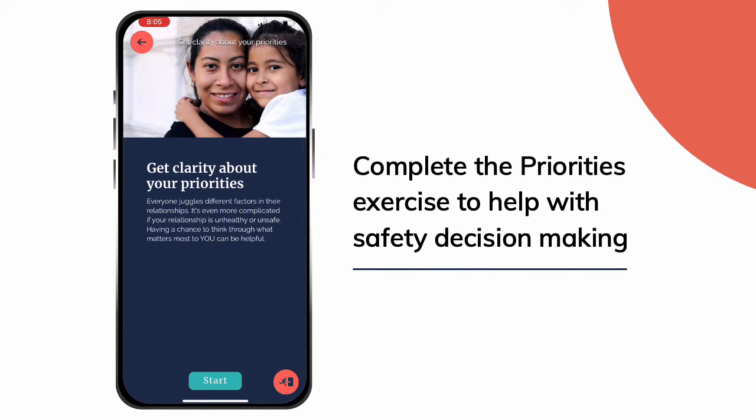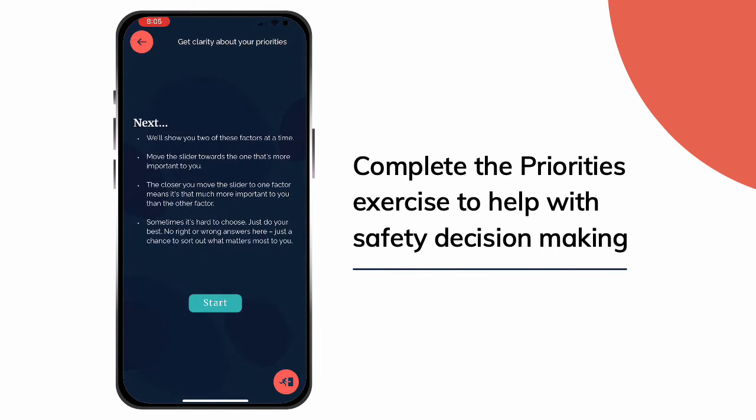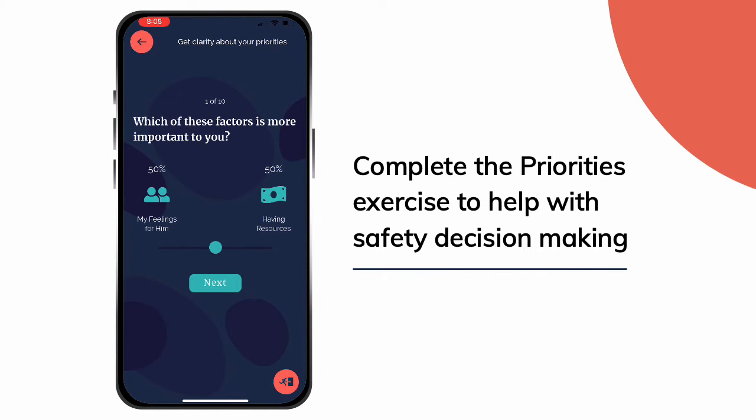Another activity is a priority setting exercise. This is also a heavily researched model for assisting people with difficult decision making. So we know that survivors are juggling many competing priorities when they're navigating an abusive partner. Those priorities might be things like their safety versus their feelings for their partner versus their children's safety, and so on. So in this exercise, users will rank these different factors side by side, and this can be extremely helpful for people to decide what to do next about their relationship and their safety.